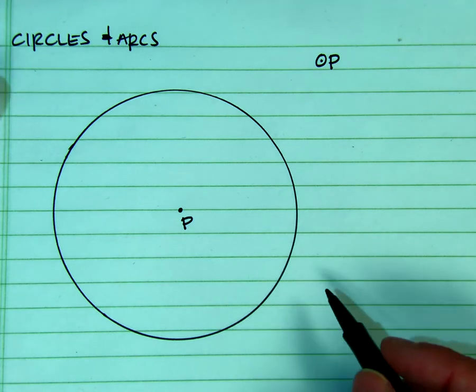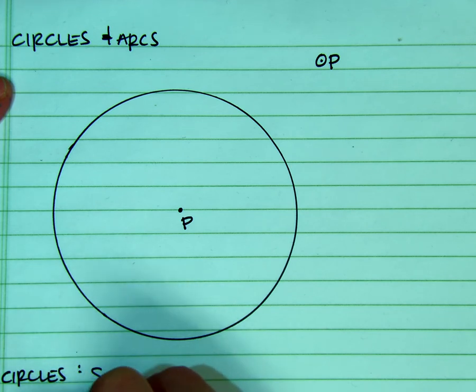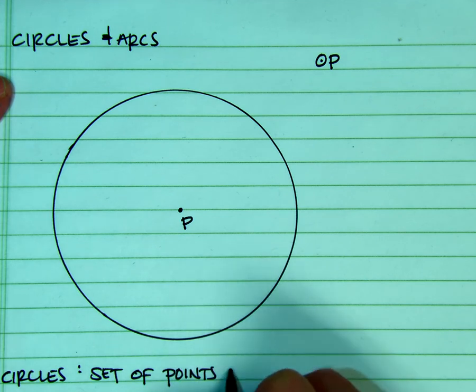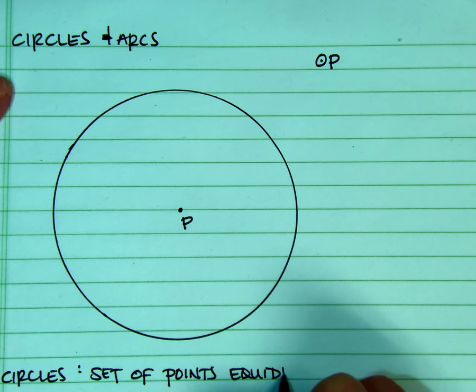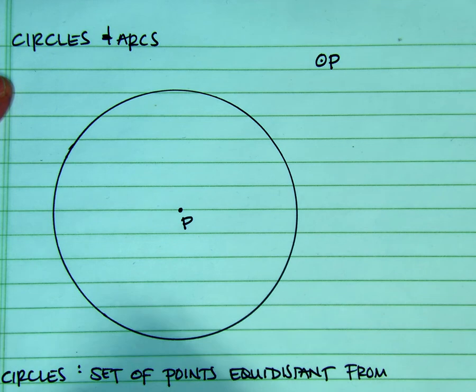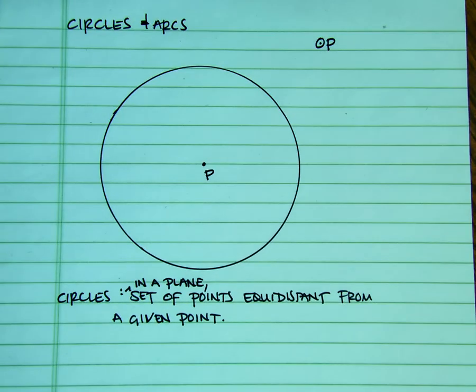Circles are, by definition, a set of points equidistant from a given point, and I forgot a key phrase, and that is right here. It is in a plane. I do that every time. They have to be in a plane, because if they're not in a plane, then we're talking about in space.